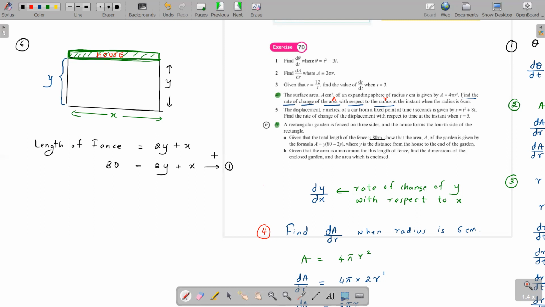The next thing you should do is now what? We need to get the show that for what? We are trying to get the show that for the area, right? So area equals to what?